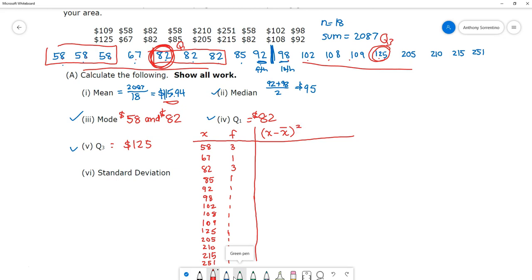So I would do, for instance, 58 minus 115.94 squared, 67 minus 115.94 squared. And some calculators actually have standard deviation buttons on them as well.